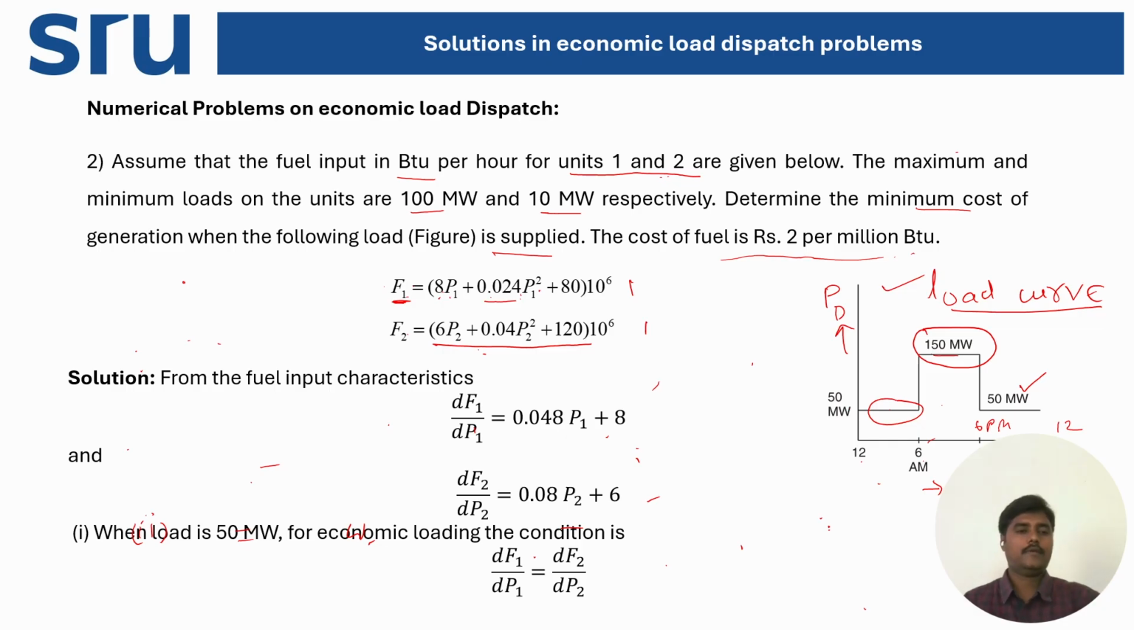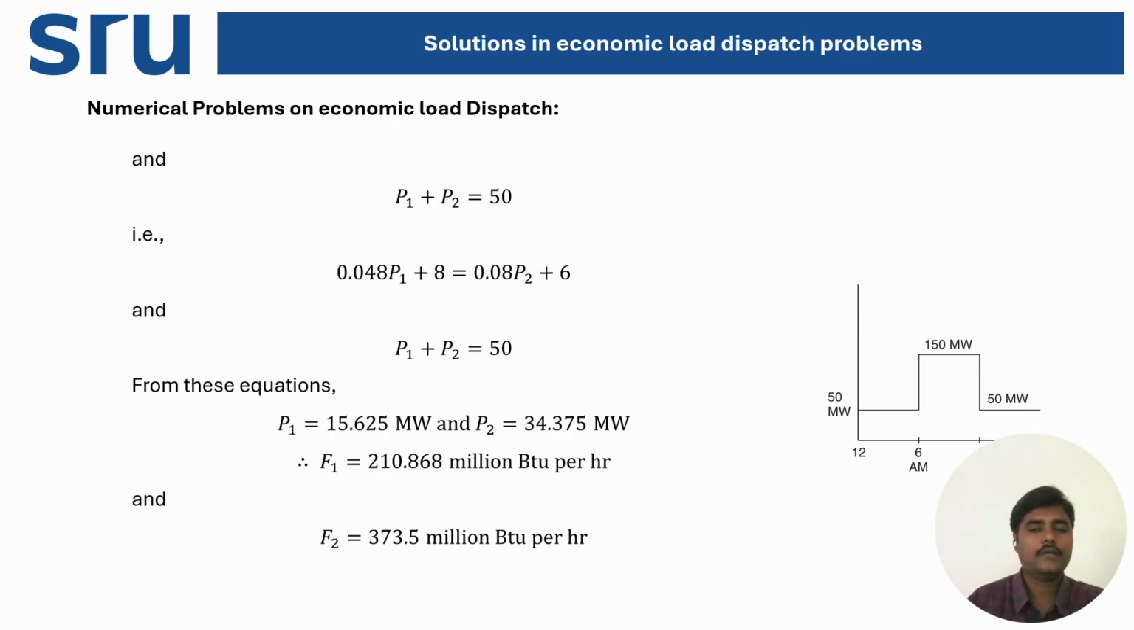You can see here, the first case is considered when the load is 150 megawatt. When the load is 150 megawatt, the economic loading condition is df1 by dp1 is equal to df2 by dp2. So this is the complete solution for case 1.